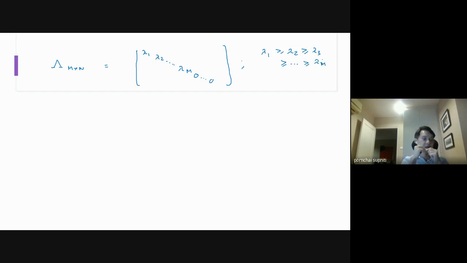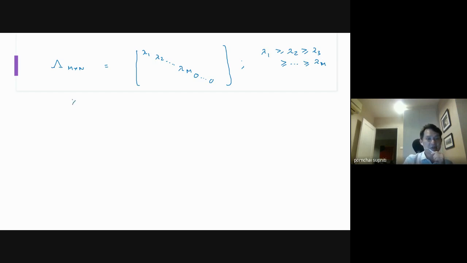And lastly, for the lambda with the dimension of m by n, okay, this is the eigenvalue matrix of lambda 1, lambda 2, all the way to lambda m. Okay. And then all 0. Okay. Where we order it, lambda 1 is greater than or equal to lambda 2, greater than or equal to lambda 3, and so on. Okay. So we order from maximum to minimum. Okay. So that's how we do.